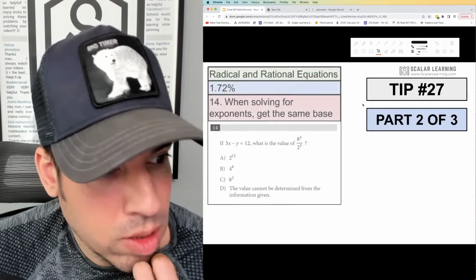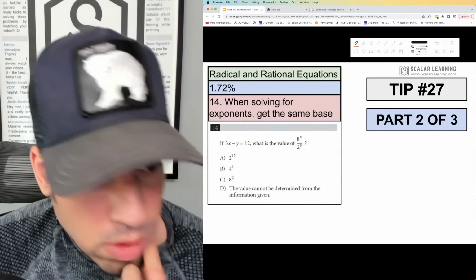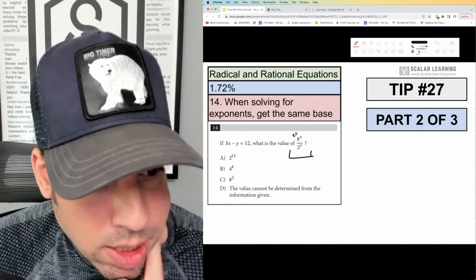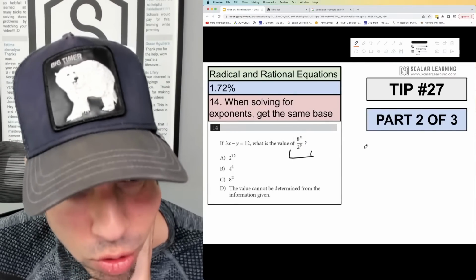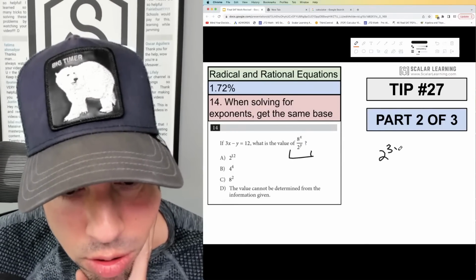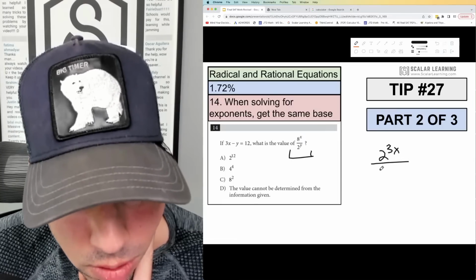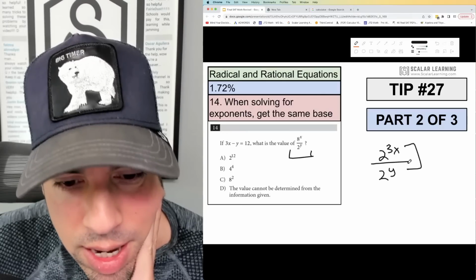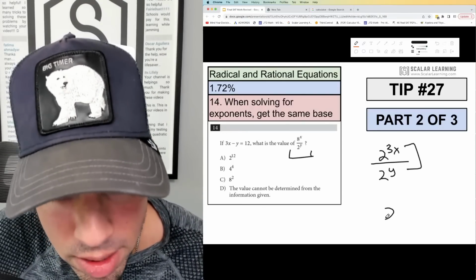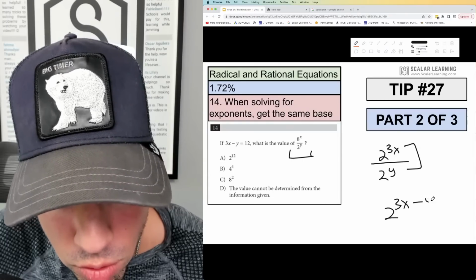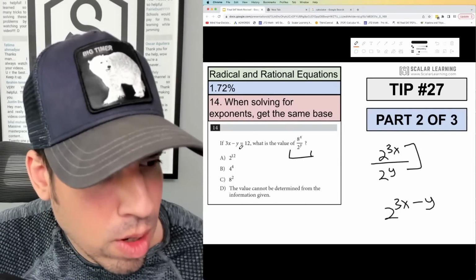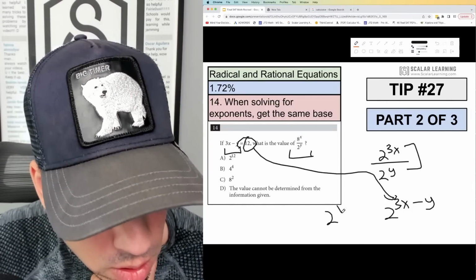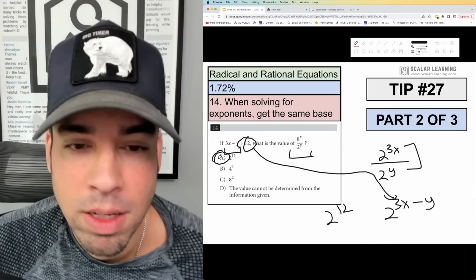Okay. Tip 27. When solving exponents, get the same base. Okay, you'll notice immediately with this question, we got 8 and 2, both powers of 2. So 8 is 2 to the third, multiplied by x, 2 to the 3x. That's 2 to the y. That's great. When we have them in the same base, it's nice because now I can combine the exponents. I can subtract them, right? With a fraction is what you do. So that's what this expression is. Guess what? I know what 3x minus y is. It's 12. 2 to the 12th, boom, done. That's it.